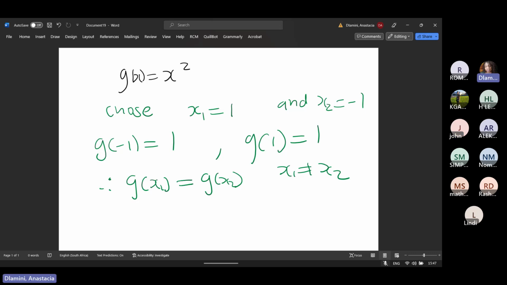Do you see that? Yes, I do. g of x is not a one-to-one function because you can get two different inputs that map into one image, or give the same answer.